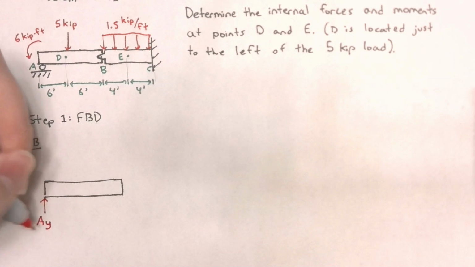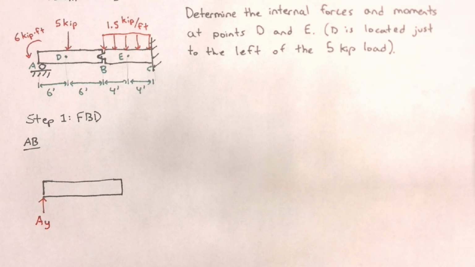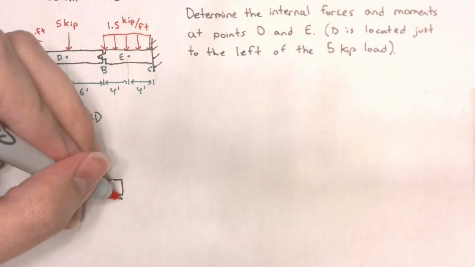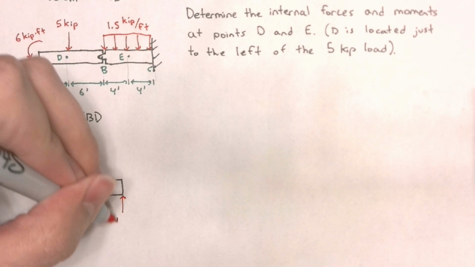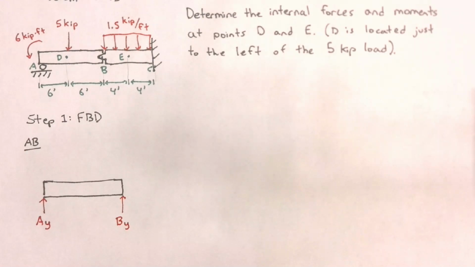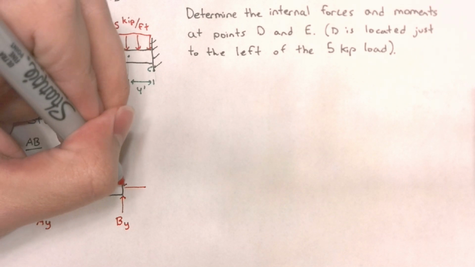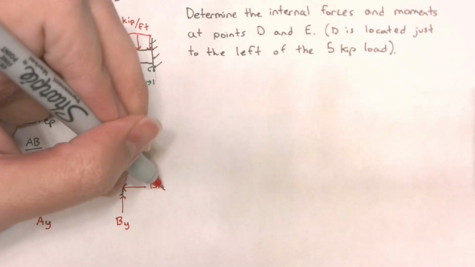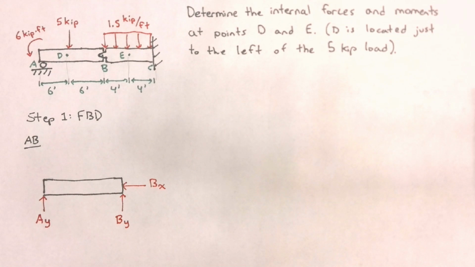I'm going to call my reaction at the roller AY, and since B is a hinge, it's going to have a Y and an X component for the reaction. I'm going to call my Y reaction BY, and I'm going to call my X reaction BX. We're not really sure of the directions of these reaction forces, so I can just assume the directions that I drew.